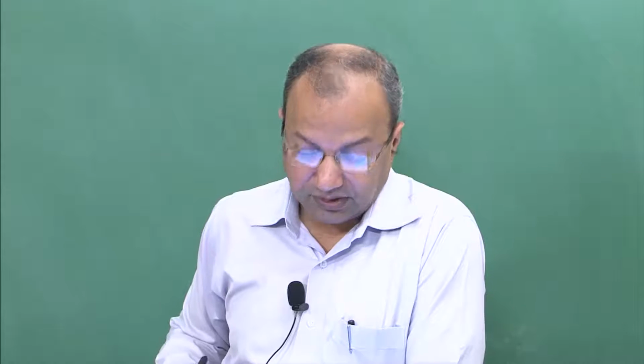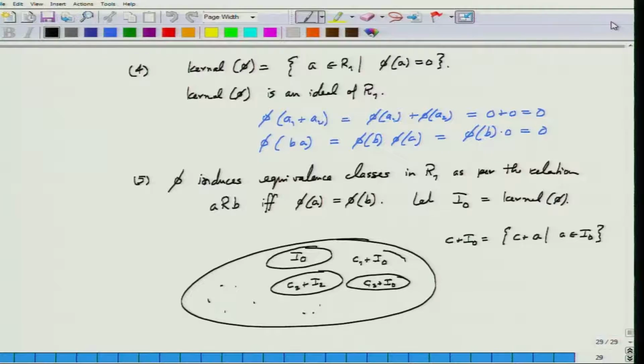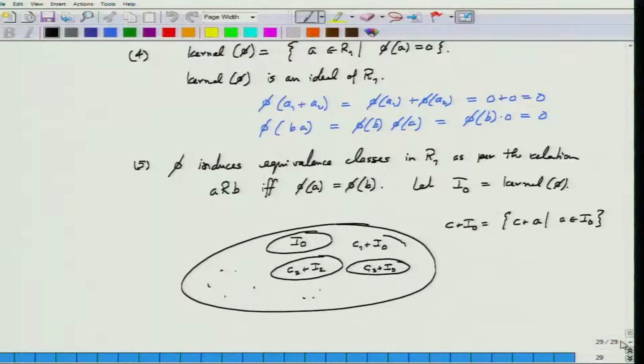Let's continue from where we left off yesterday. We started with the ring and looked at the ideal of the ring, which in this case was the kernel defined by a homomorphism. And then we realized that this ideal induces equivalence classes in the ring. And now the question was, can we define another ring made of these equivalence classes.